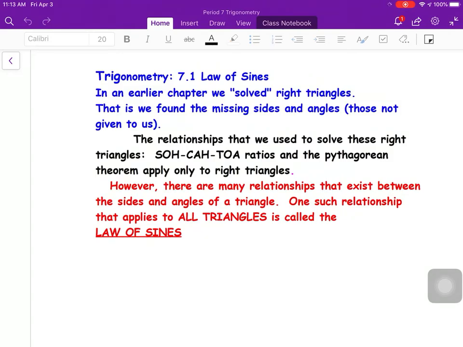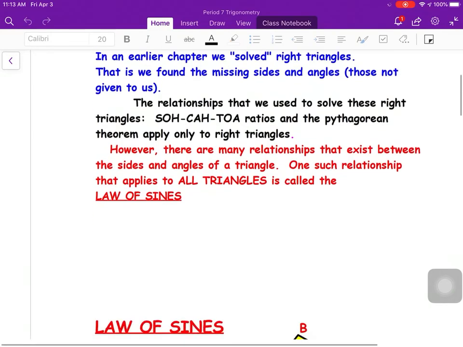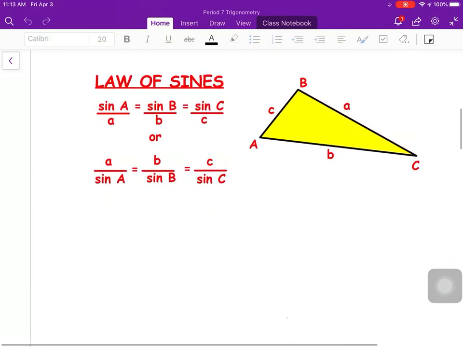However, none of those relationships apply in a triangle that is not a right triangle. Therefore, we need two new relationships, the first of which is called the law of sines. The law of sines works in right triangles, of course, but we don't need it there. More importantly, it works in triangles that are not right triangles.